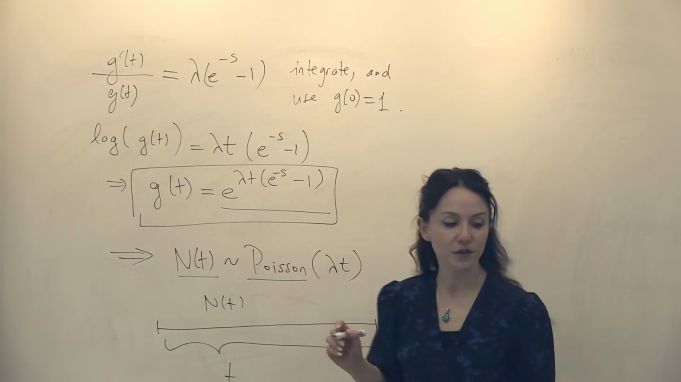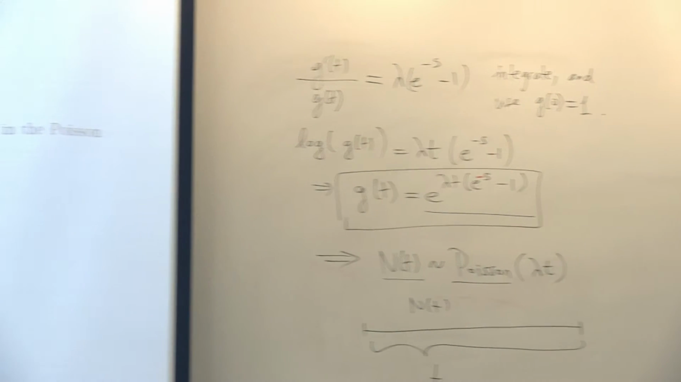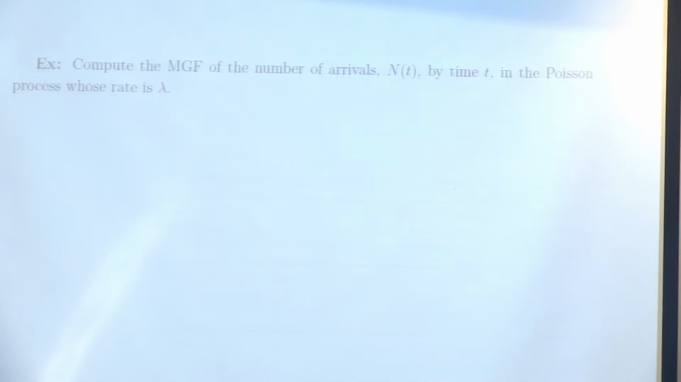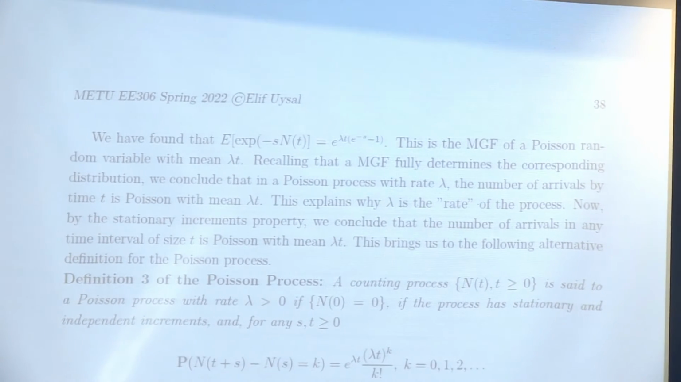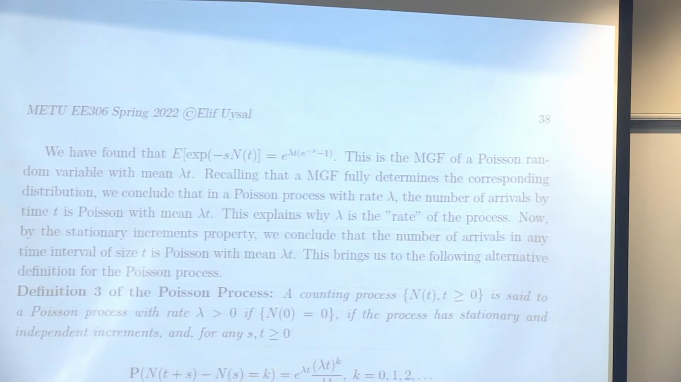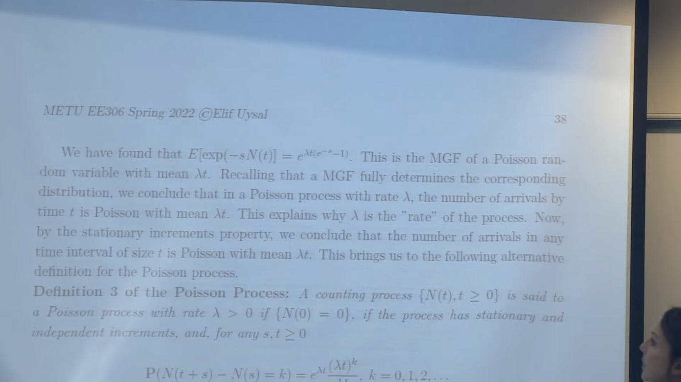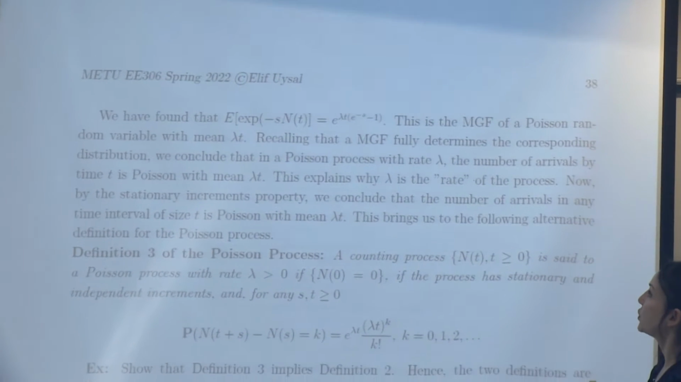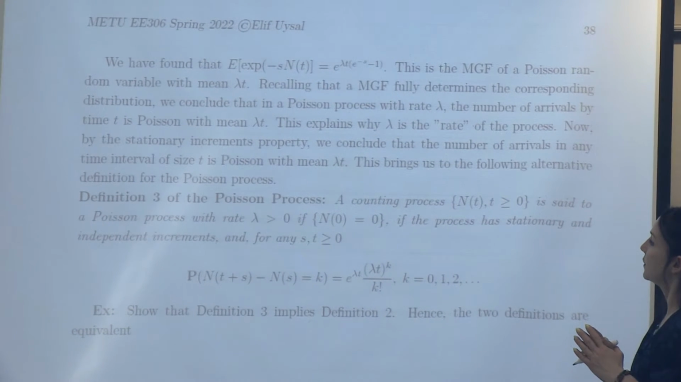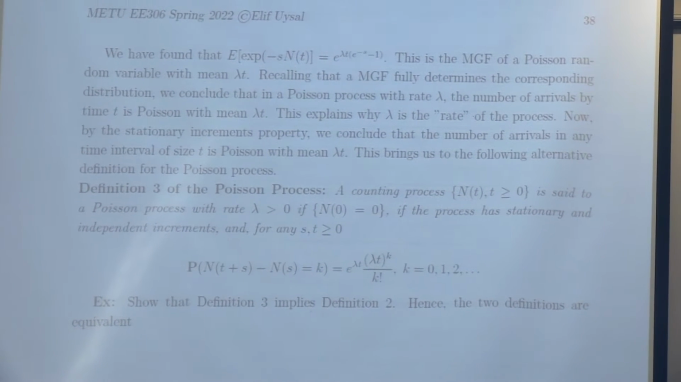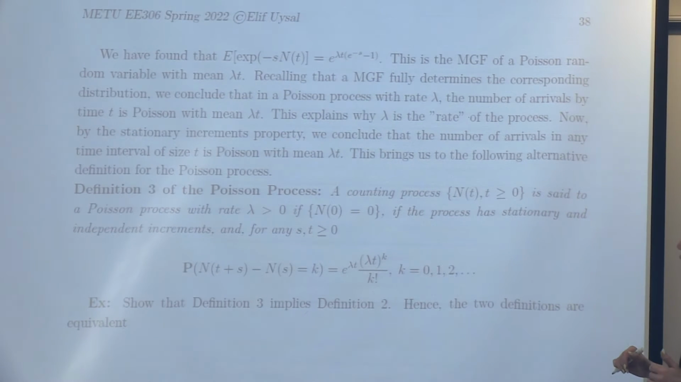Right. So maybe we can use this to make another alternative definition for the Poisson process. Now, recall that a moment generating function fully determines the corresponding distribution, by the way. So that's why, based on the moment generating function, we concluded that N of t should be Poisson with mean lambda t.